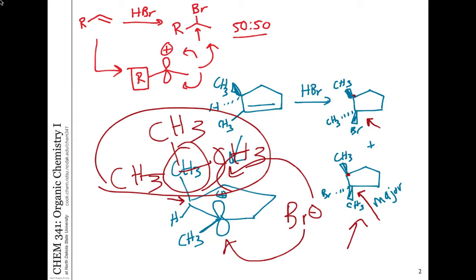If it's a ring, you'll get the trans addition. That's a stereospecific reaction. You don't see any of the cis. It can't form that way. Okay, properties of chiral molecules, right?